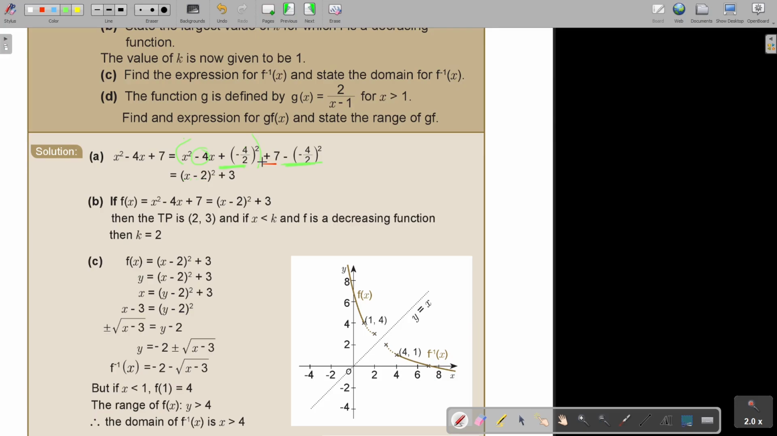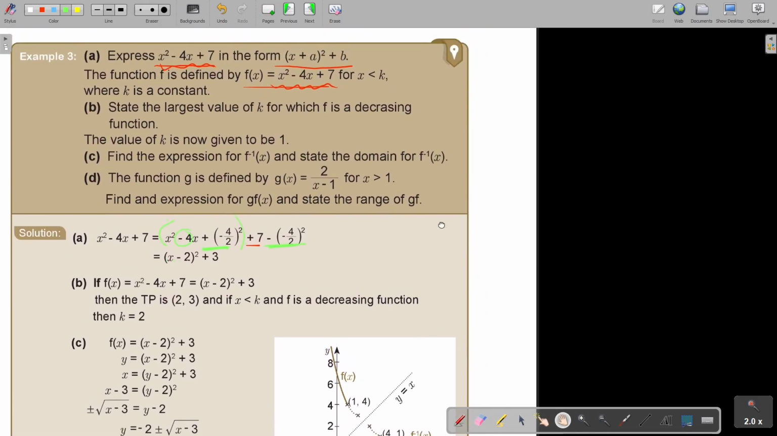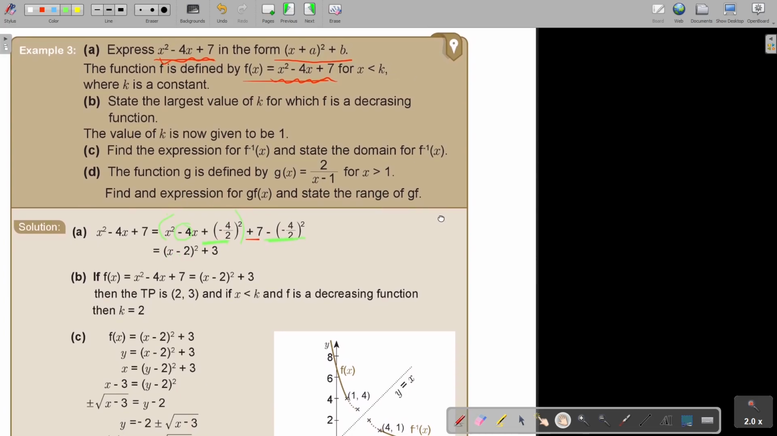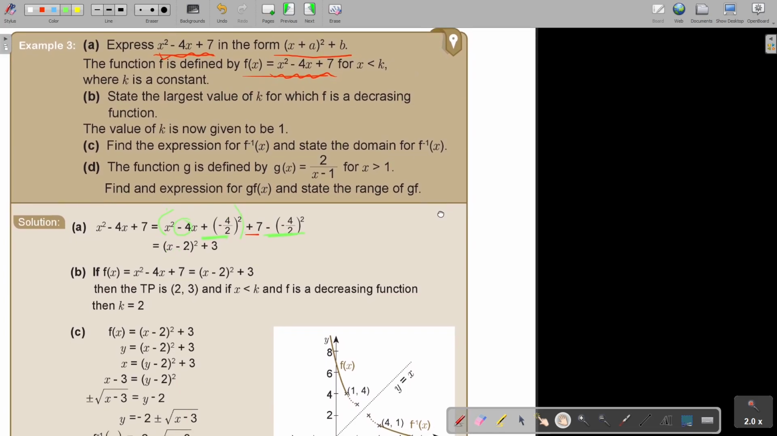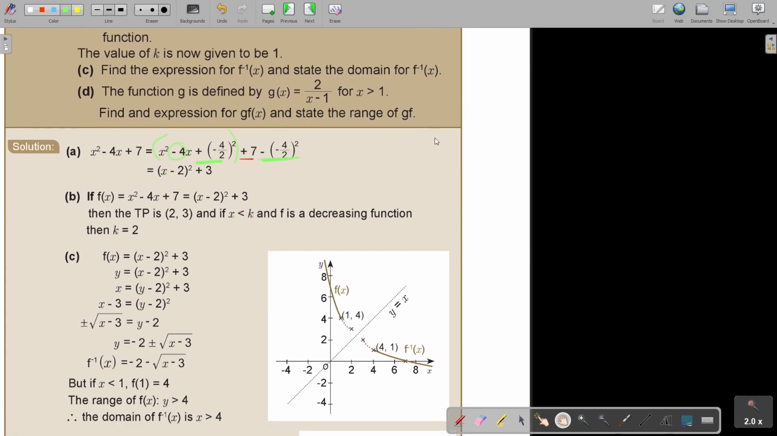Okay, now, usually, if you want to find the inverse of a quadratic expression or equation, then you must have it in this form. Okay, so let's just go. There, we did all that. Where k is a constant, they didn't ask. State the largest value of k for which f is a decreasing function. Okay, so now you can find the turning point. So what is the turning point? It's 2 and it's 3.